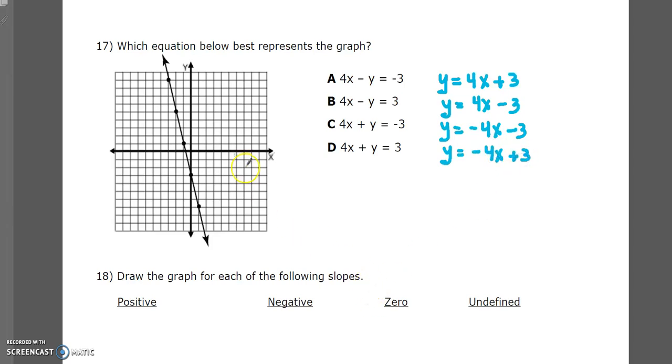So now look at our graph. First of all, it is crossing my y-axis at -3, so my y-intercept would be -3. That means it would either be this one or this one. So it's not D, it's not A. And then I notice that the slope itself is negative. You see it's going down in this direction, right? So it is a negative slope. So all I have to do is look at my slope values. This is a positive, so that one's not it. This is a negative, so C would be the correct answer.